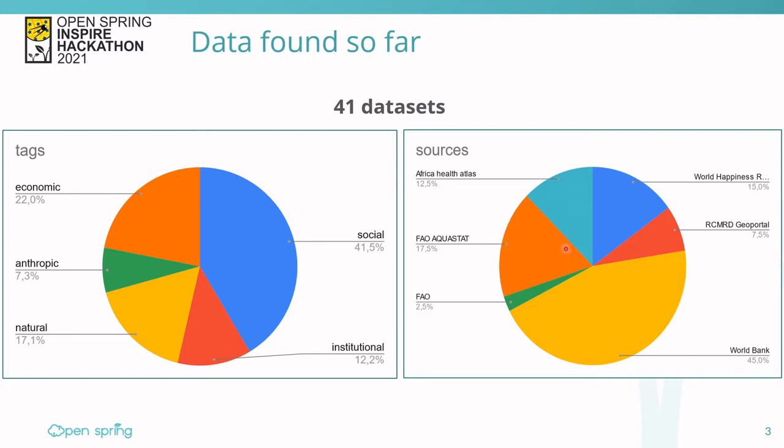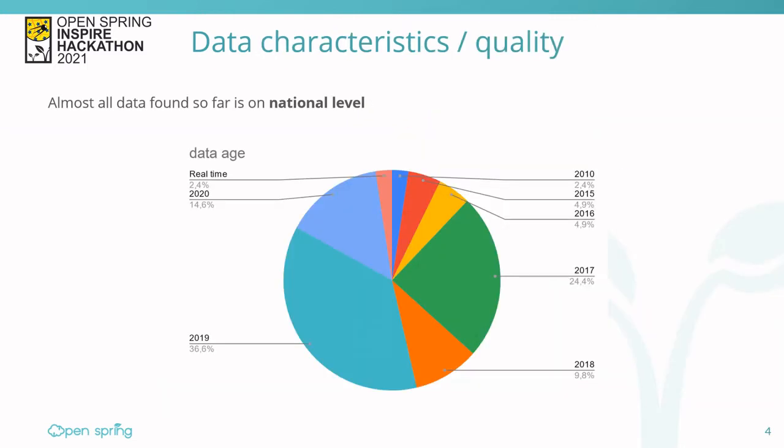And the other graph shows where we found our data. So here the biggest, almost half of the data comes from the World Bank, another big slice from the food and agriculture database called Aquastat, and there's also data from the web page of the World Happiness Report, where we found data on life satisfaction, social cohesion, and so on.